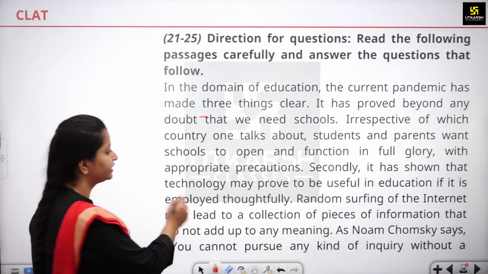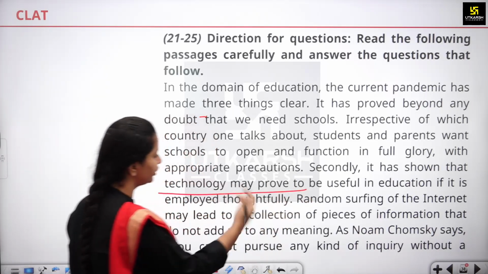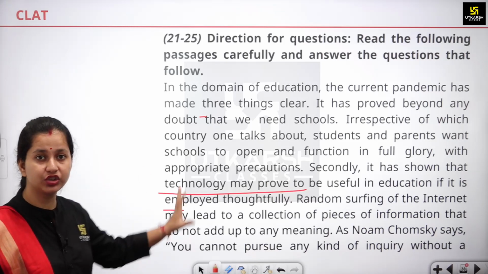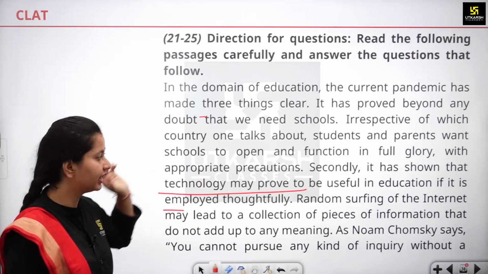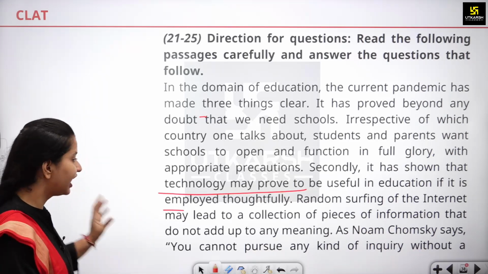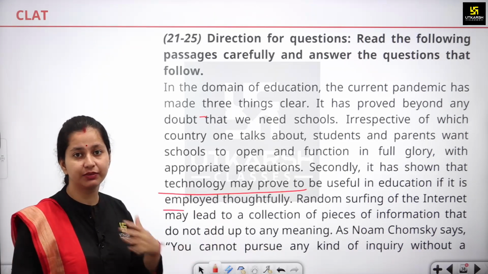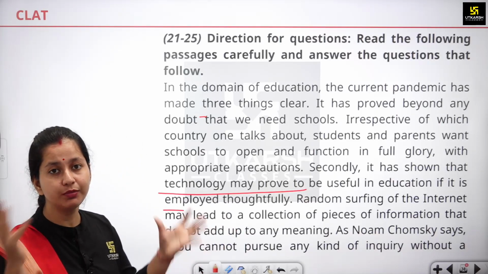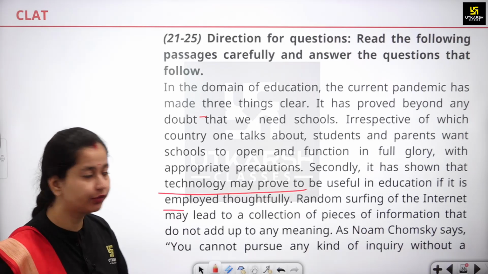Secondly, it has shown that technology may prove to be useful in education if it is employed thoughtfully. Again, it is about technology and school. Now, random surfing of the internet may lead to collection of pieces that do not add up to any meaning. It means when we are randomly surfing the internet, then it would make us accumulate irrelevant pieces of information.